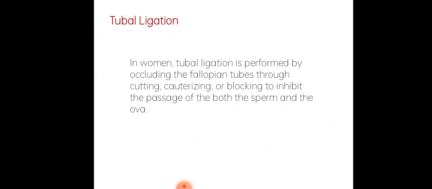Tubal ligation. In women, tubal ligation is performed by cutting, cauterizing, or blocking the fallopian tubes to inhibit the passage of both the sperm and the ova.